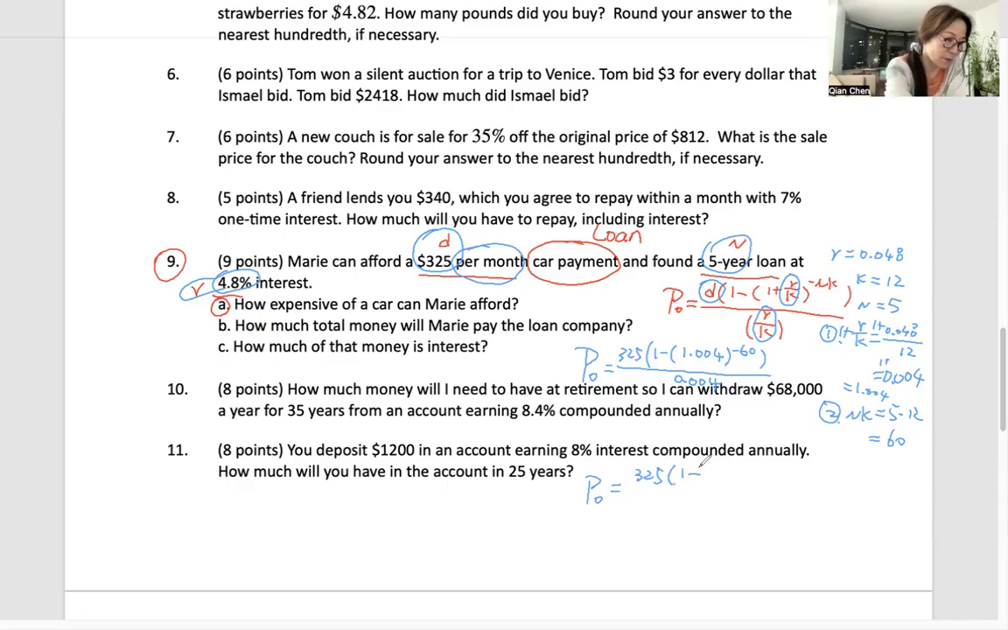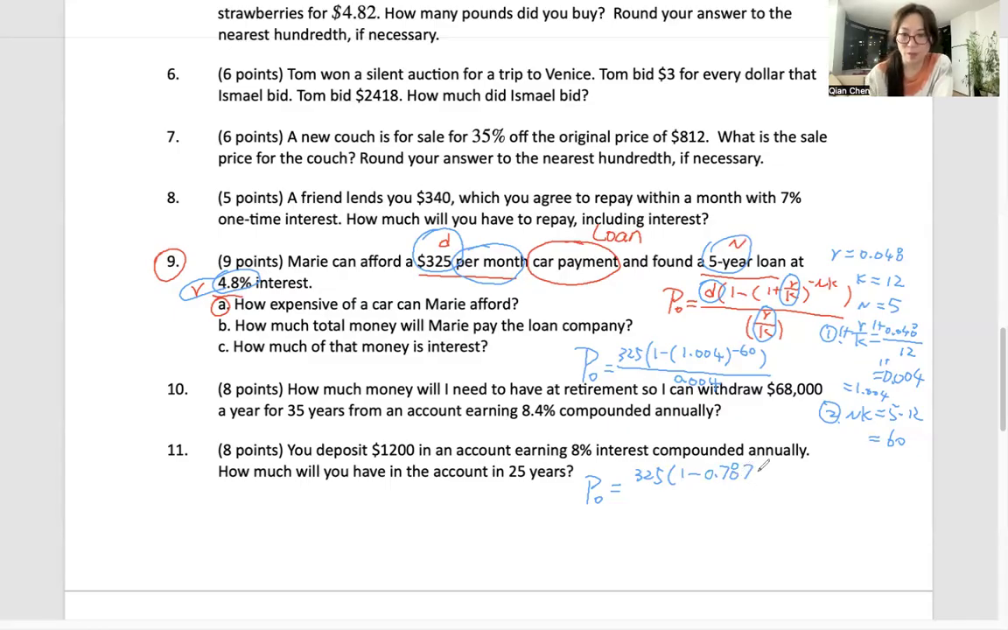No, that's not right. That's why we need a scientific calculator. Let me try one more time. 1.004 raised by negative 60. Where's the negative sign? Oh, here. Negative 60. Okay, this looks right. So I get 1.004 raised by negative 60, I get 0.787 followed by 2 zeros.